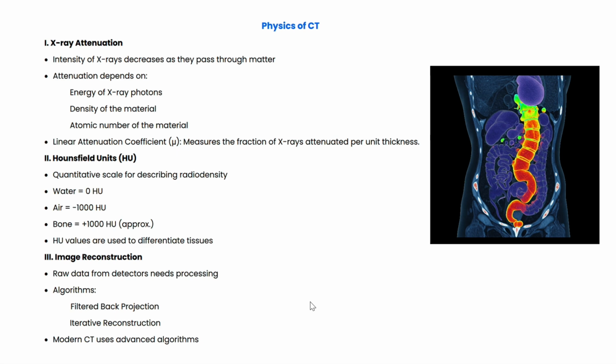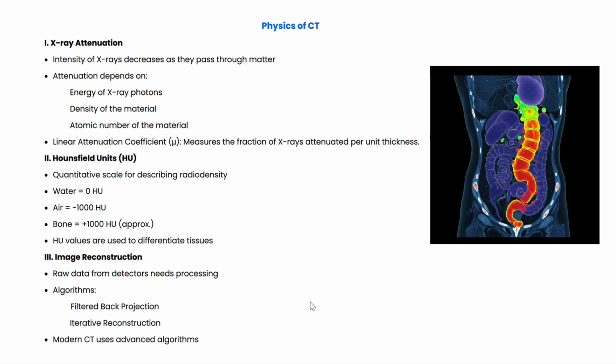To make sense of the image data, we use Hounsfield units, or HU. This is a standardized scale where water is 0 HU, air is minus 1000 HU, and dense bone is around plus 1000 HU. HU values allow us to objectively differentiate between different types of tissues.